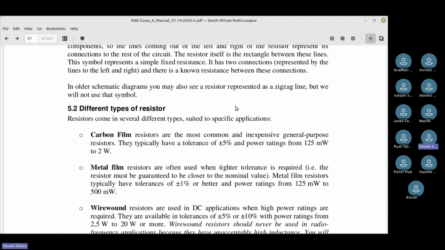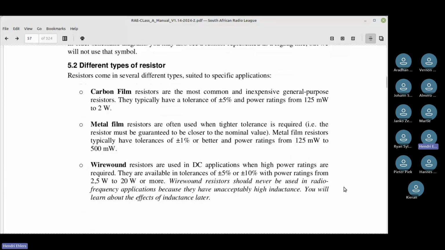Then you get your metal film resistor, which is more accurate. You would use it in measurement applications because they are generally 1% tolerance and the same wattage, up to, they say here, 500 milliwatt. We will believe them because beginners write their exam.